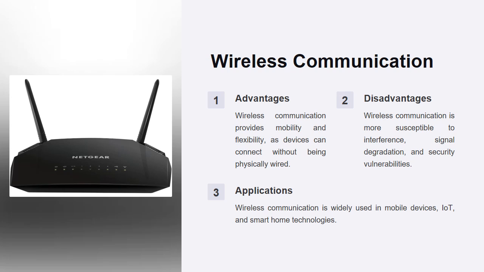Now wireless communication, where we do not use physical wires. Wireless communication provides mobility and flexibility as devices can connect without being physically wired. This is one merit or advantage of wireless communication. Let's talk about the demerit. Wireless communication is more susceptible to interference, signal degradation, and security vulnerabilities. So these are certain demerits or disadvantages of wireless communication.